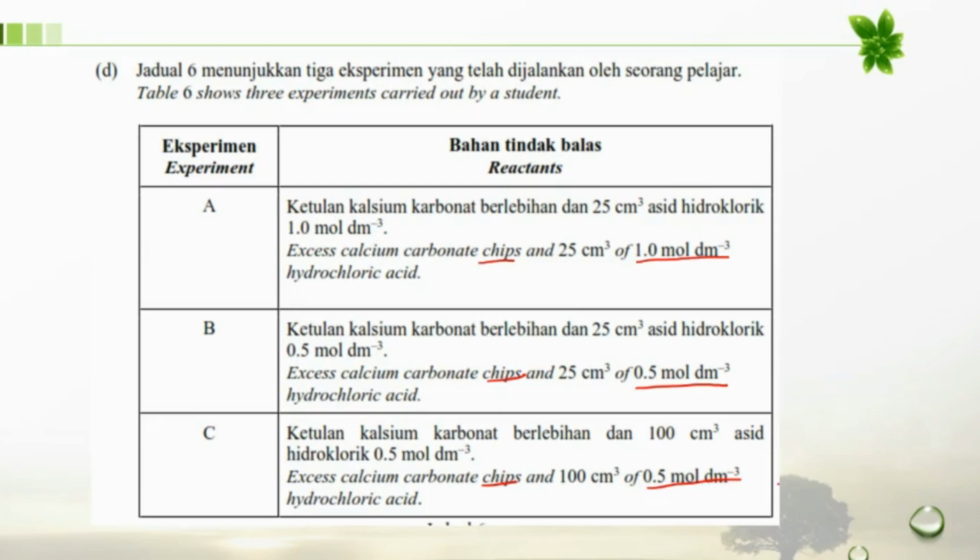So class, A, B, and C, which one has the highest rate of reaction? Which one highest rate of reaction? A, B, or C, class? Which one higher rate of reaction? Highest. Siyang, Ivy, which one? A, B, or C? Highest rate of reaction.